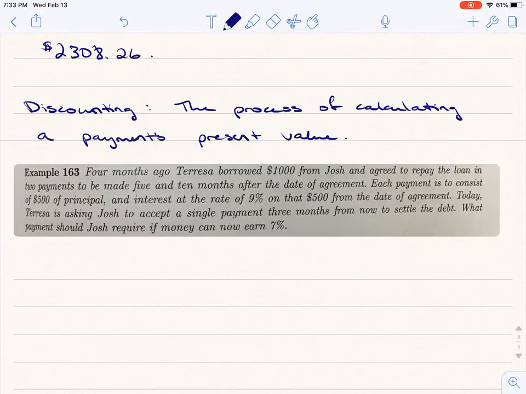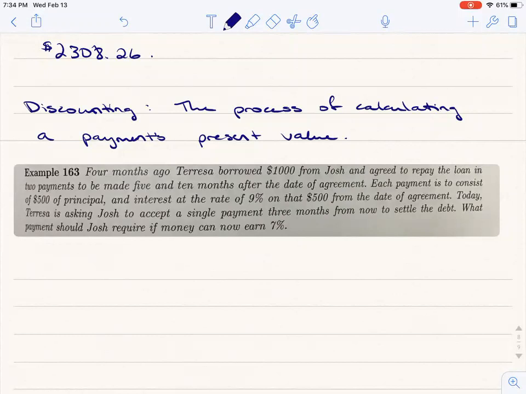Today, so now she's like, uh-oh, I changed my mind. Today, Teresa is asking Josh to accept a single payment 3 months from now to settle the debt. Right. So she was meant to make all these 2 repayments, but then she's saying, I'm just going to make 1 payment at a different date. Okay, how much do I owe you? And so, what payment should Josh require if money can now earn 7%? Right. So now the interest rate has changed for this restructured loan.